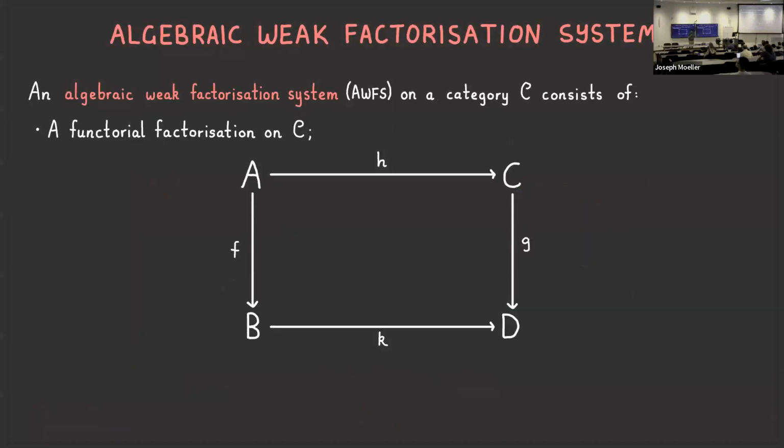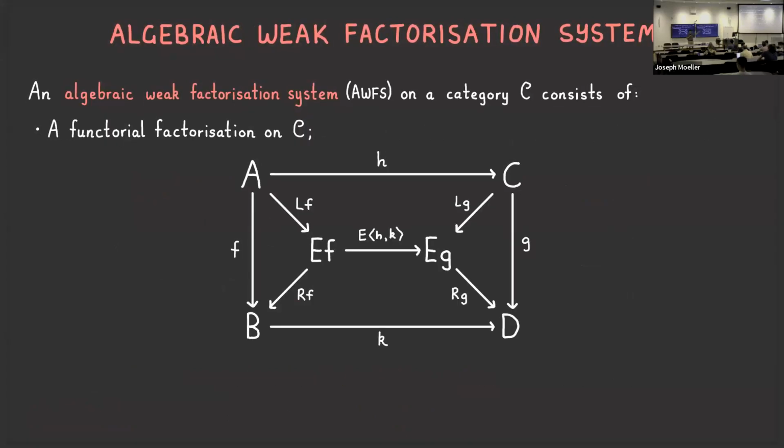Okay, so the more general notion is that of an algebraic weak factorisation system. And so what that is, on a category, the first thing is it consists of a functorial factorisation. And what that does is it takes every commuting square in our category C and factorises it. So it factorises the morphism F into an L of F and an R of F, factorises G into an L of G and an R of G, and from the extra data of H and K, it's producing this morphism E of HK between them. And everything here commutes.